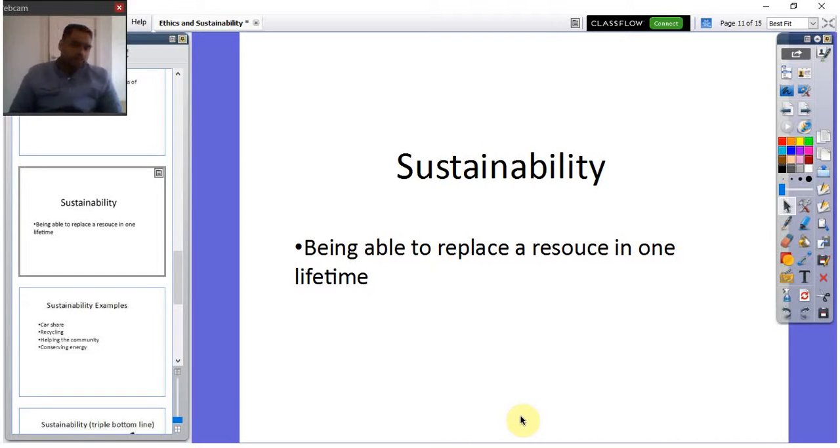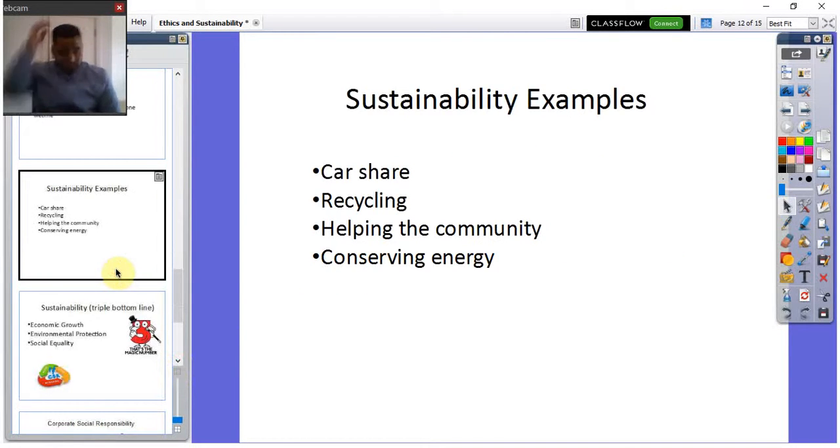But what we mean by sustainability in business is meaning resources and being able to replace a resource in one lifetime. For example, there's forests that grow in 70-80 years, so it's better to cut down those forests and use them for paper than the rainforest, which takes hundreds and thousands of years to replace and regrow. So that would be unsustainable. Chopping down a forest that grows in 70-80 years is sustainable because it will grow back in one lifetime.